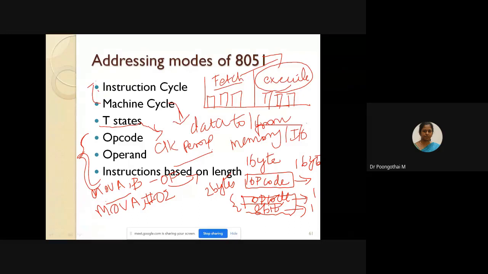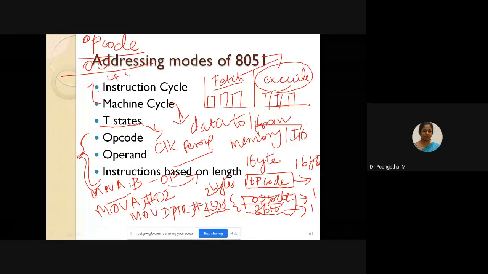Next, 3 byte example, MOV DPTR, #4500. It requires 3 bytes of memory location. One is for your opcode, another one is for your lower order address, and third one is for higher order address. So the opcode is stored first, and in the next memory locations we store your lower order address and then higher order address. So it requires 3 bytes of memory locations.